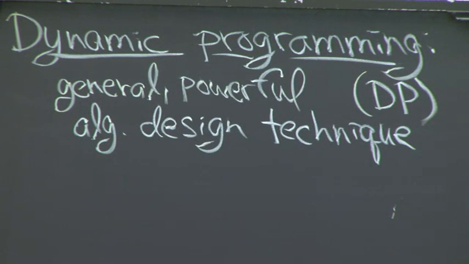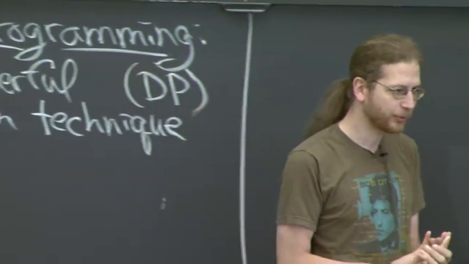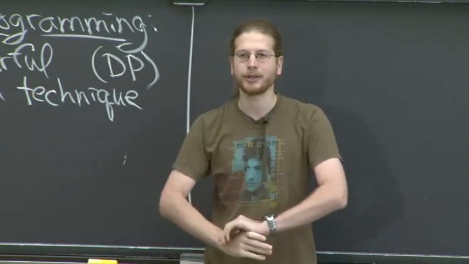It's especially good and intended for optimization problems, things like shortest paths. You want to find the best way to do something. Shortest paths, you want to find the shortest path, the minimum length path. If you want to minimize, maximize something, that's an optimization problem. And typically, good algorithms to solve them involve dynamic programming. It's a bit of a broad statement.